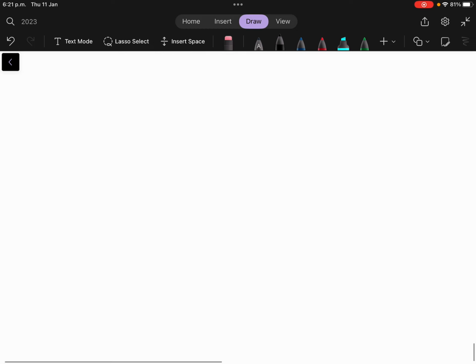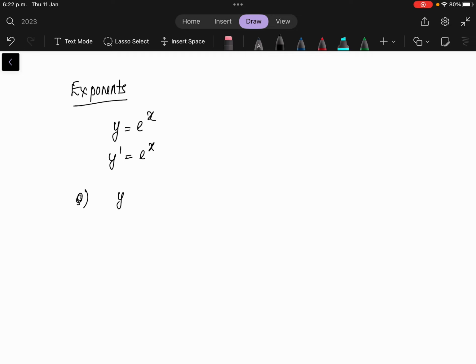Now comes the differentiation of exponentials. Suppose you have a function y is equal to e to the power of x, y dash will also be equal to e to the power of x. One thing you have to understand is if y is equal to e to the power of 5x, y dash will be equal to e to the power of 5x, and then differentiate the exponent, which is 5. So it will be 5 e to the power of 5x. That's the only thing which is different.